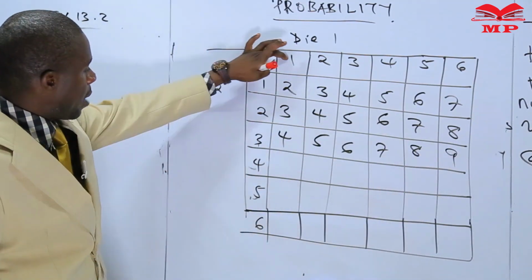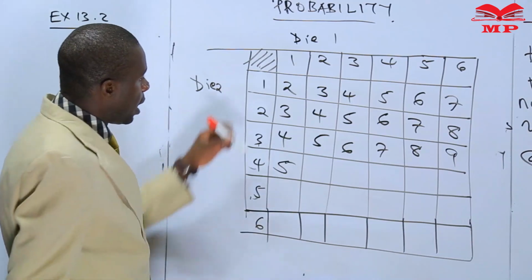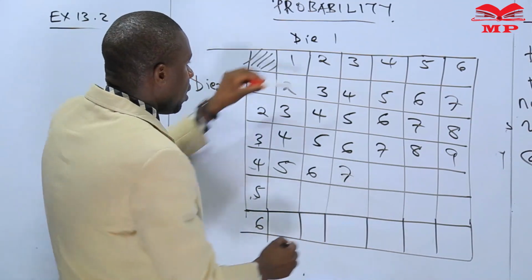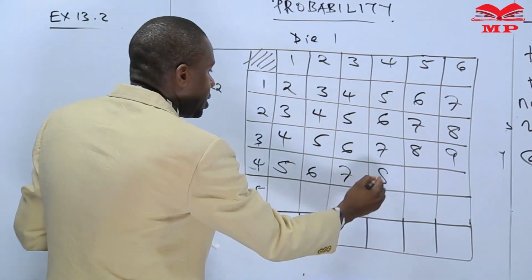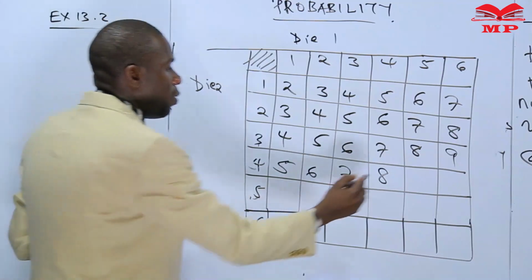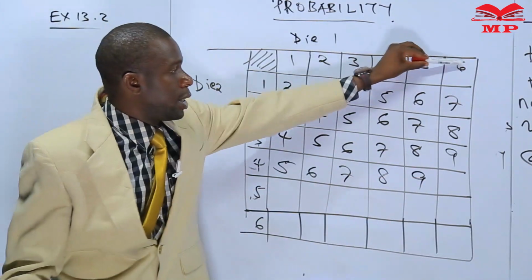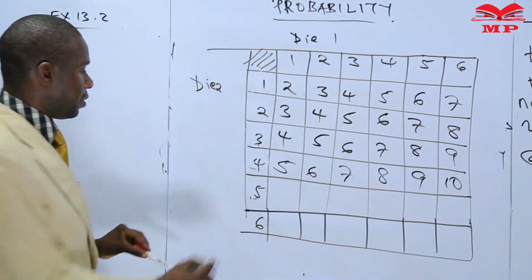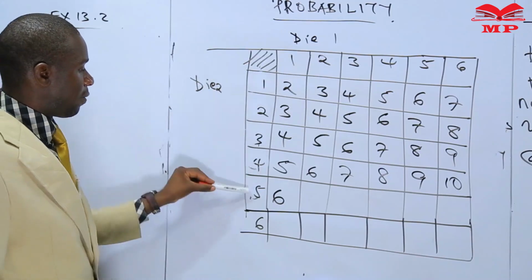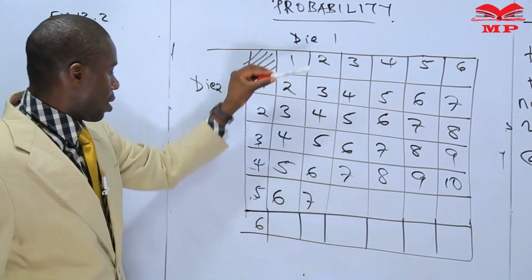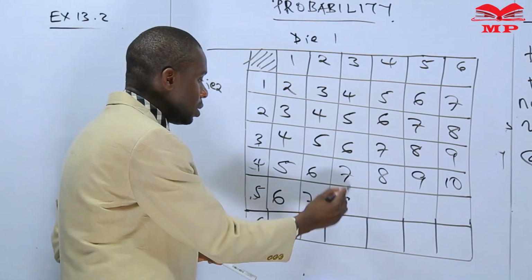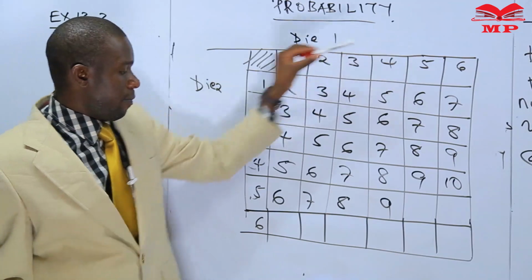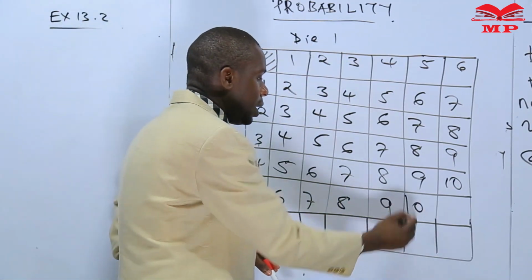And then the next one would be 1 plus 4, which is 5. Then 2 plus 4, which is 6. 3 plus 4, which is 7. 4 plus 4, which is 8. 5 plus 4, which is 9. 6 plus 4, which is 10. 1 plus 5, which is 6. 2 plus 5, 7. 3 plus 5, 8. 4 plus 5, 9. 5 plus 5, 10.